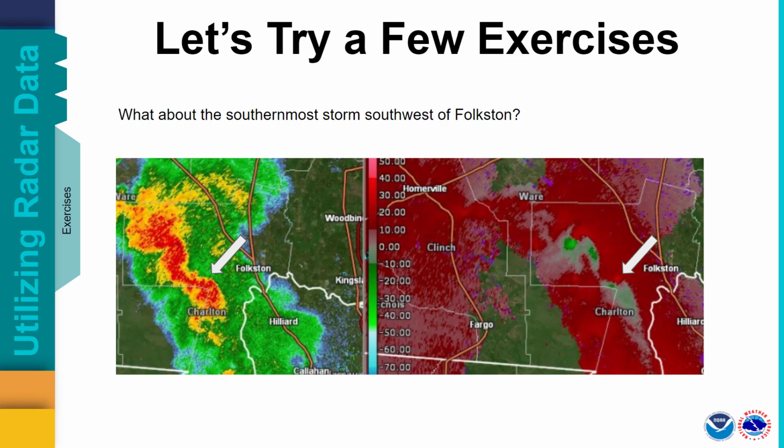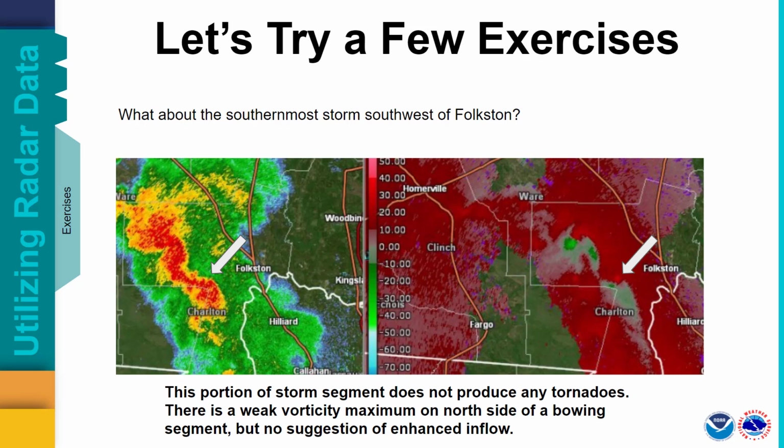How about the southernmost storm in the line segment, which shows a weak circulation? This small vorticity maximum appears to be on the northern side of a small bowing segment. There is no indication of enhanced inflow in this area compared to the cells further north. No tornado is believed to have occurred here.